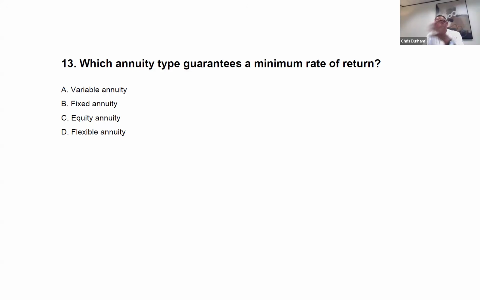You're exactly right. Guarantees a minimum rate of return, but the one word is just guarantee. When you saw the word guarantee, then the answer would be fixed. If they had given you the same question and just said which annuity gives you a guaranteed return, then the answer is still going to be fixed. So guarantee is the key word. All right, next.